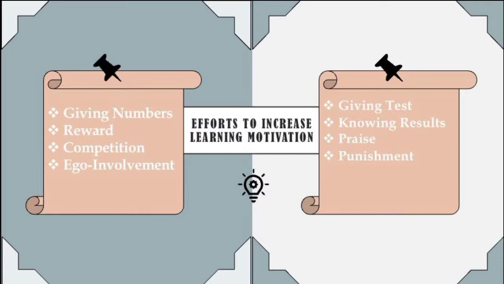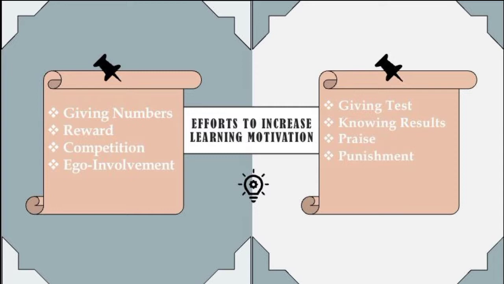The next is knowing results. Knowing learning outcomes can be used as a motivational tool. By knowing their learning outcomes, students will be encouraged to study harder. Moreover, if the learning outcomes are progressing, students will definitely try to maintain it or even be motivated to be able to improve it.